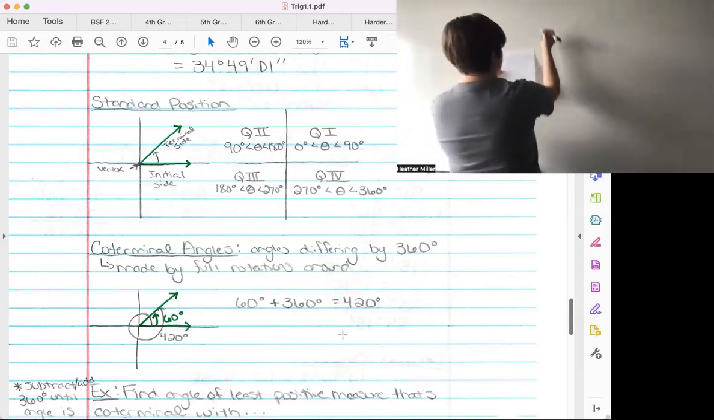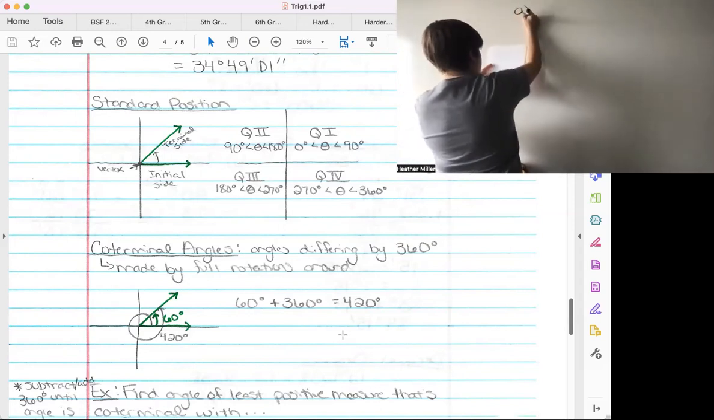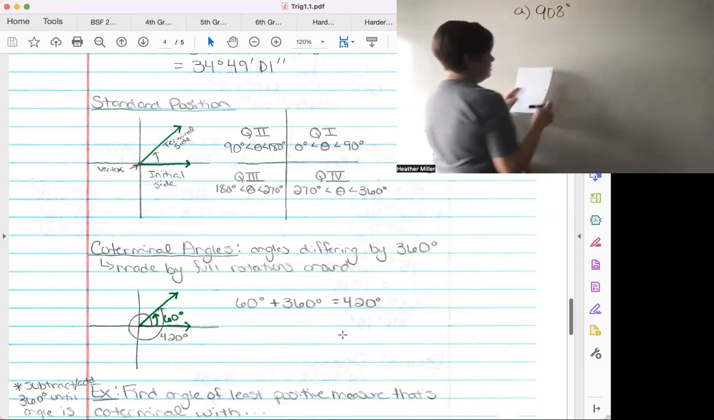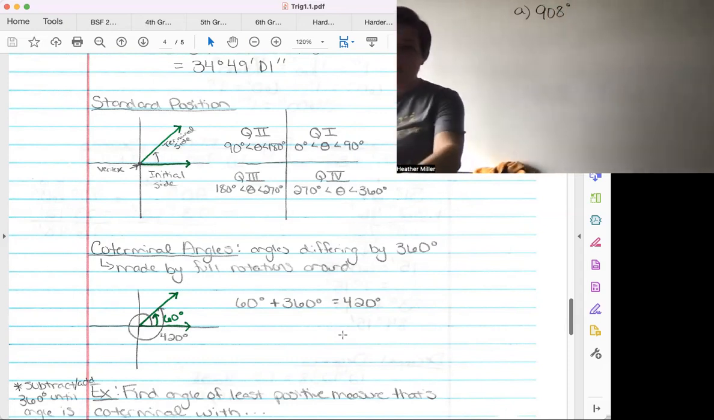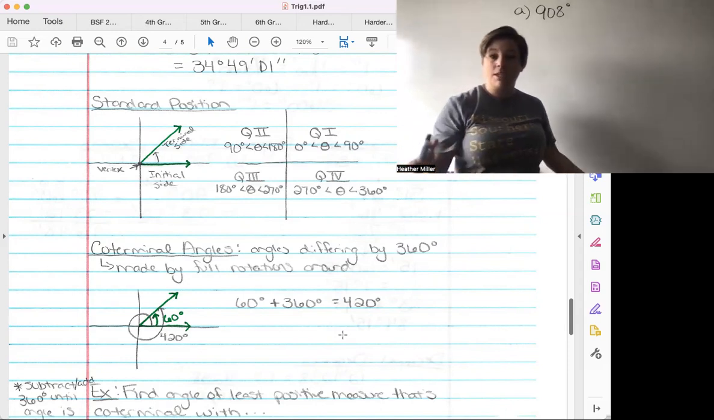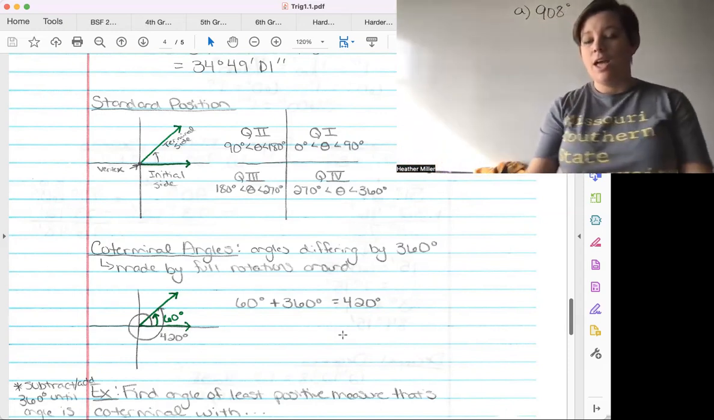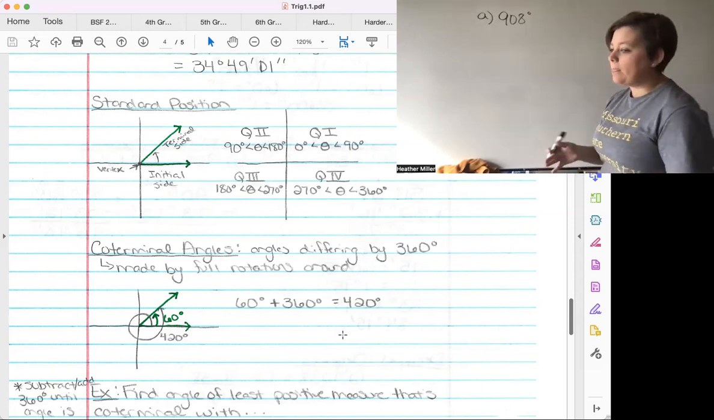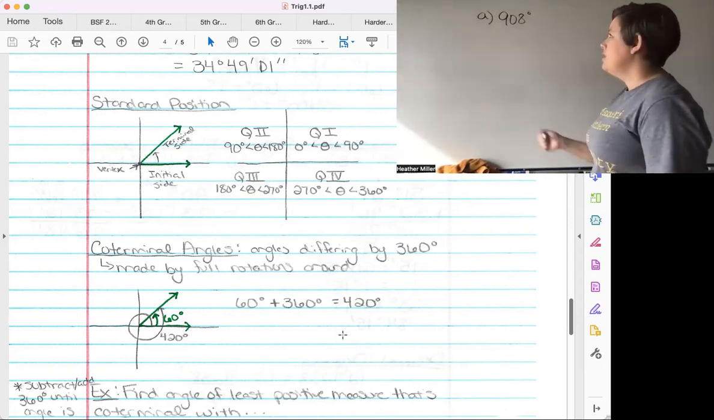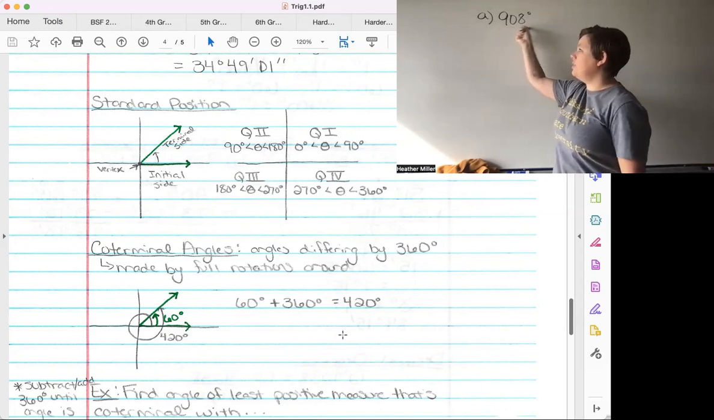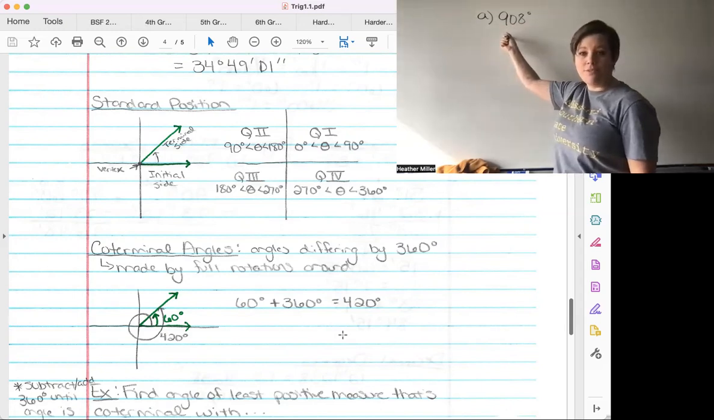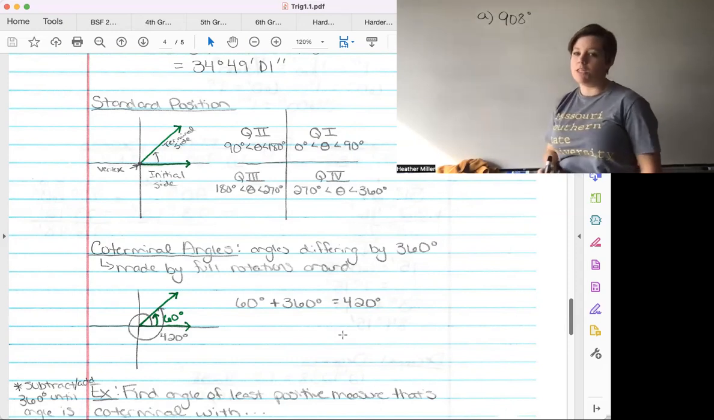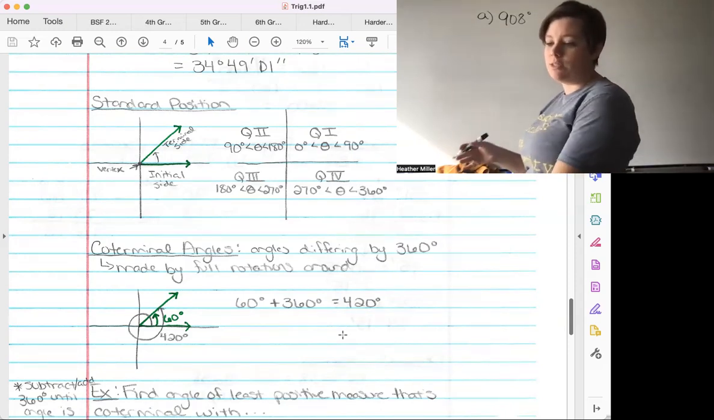So here's our first angle. We have 908 degrees, and we need to get to something that's between 0 and 360. So how do we do that? Well, here's how you work through these. If you have a starting degree that is positive, then we're going to subtract 360 until we get to something that's between 0 and 360.